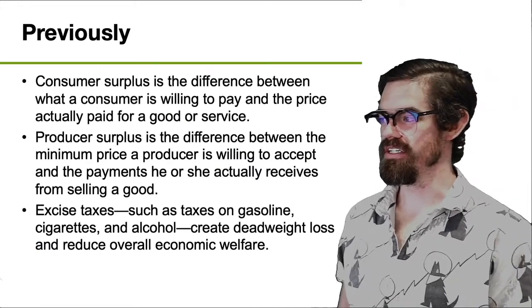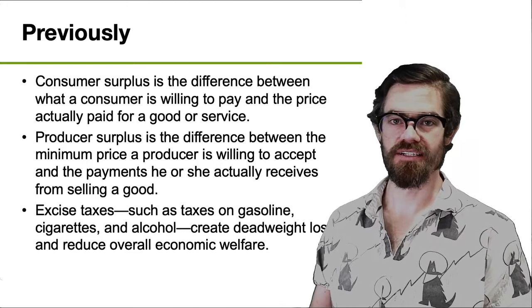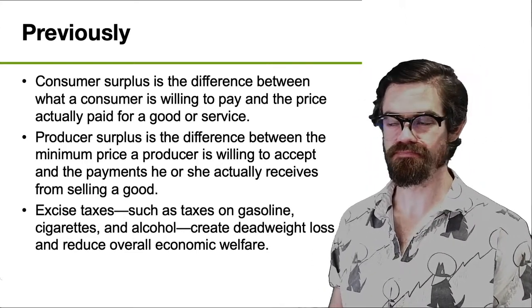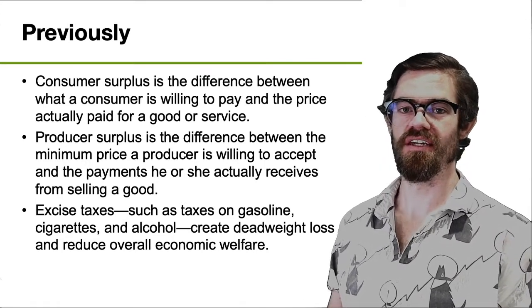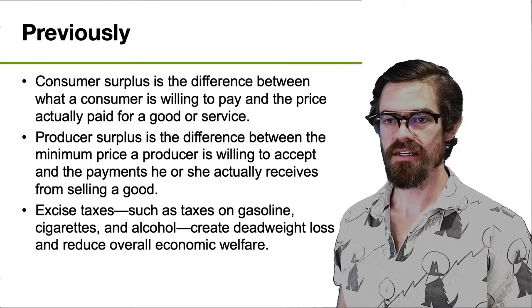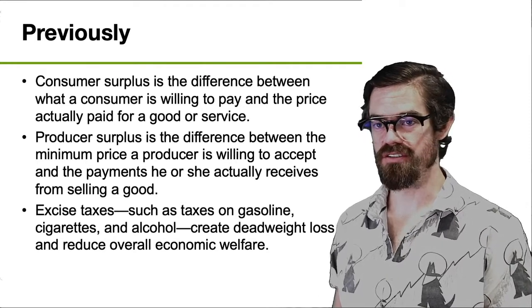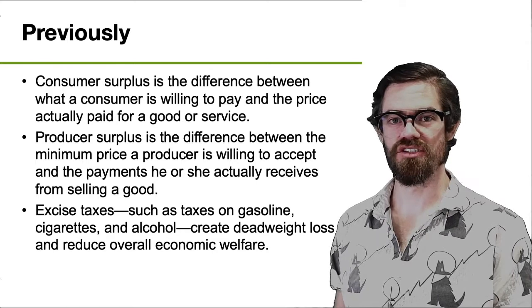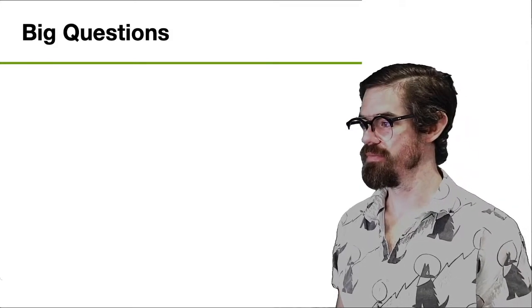Previously we've seen the concepts of consumer surplus and producer surplus and what they mean. We also looked at excise taxes and the effect that they have on the market and how they create deadweight loss. There's a trade-off between deadweight loss and tax revenue for the government. So we've seen that already, but this chapter is going to touch on some of the same issues.